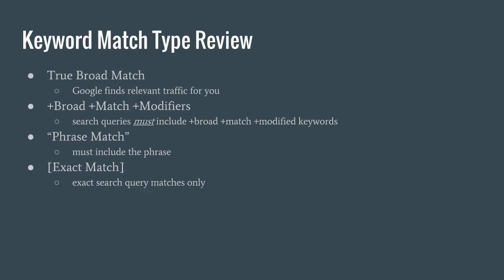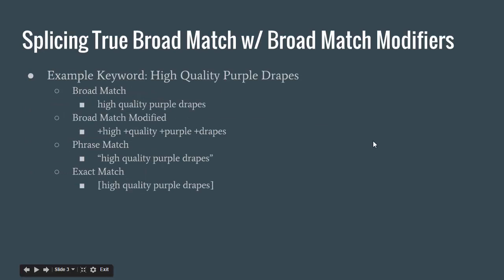The strategy that I'm going to be talking about today is merging the first 2 on here, splicing the first 2, true broad match and broad match modifiers. It sounds kind of cool. It is kind of cool. We'll go ahead and move on here. So, splicing true broad match with broad match modifiers.